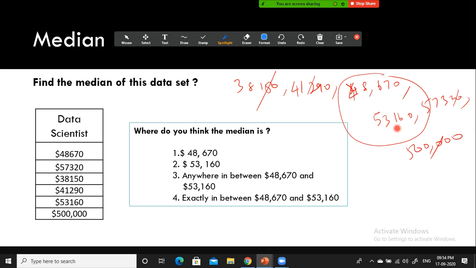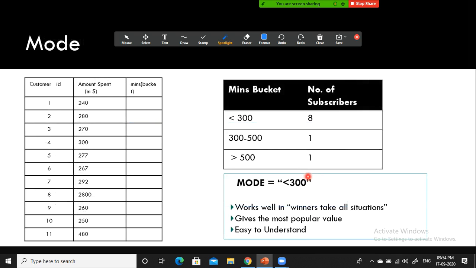Since these two values are there in the middle, you cannot cancel them. You will have to add these two values and divide by 2, exactly in between. You cannot say anywhere in between. Exactly in between these two: 48,670 plus 53,160 divided by 2. That is just a tricky question, because nowadays, irrespective of the level, when you go for an interview, they conduct the online test.